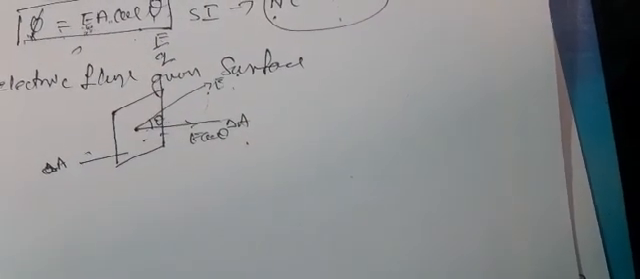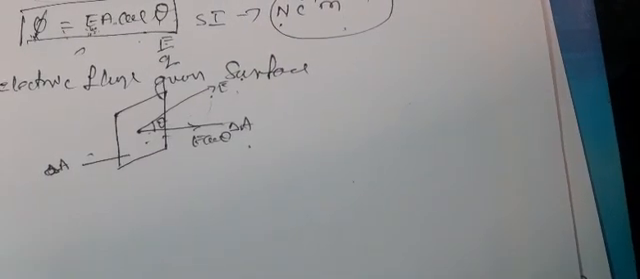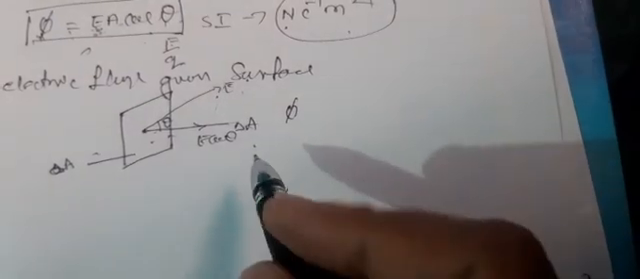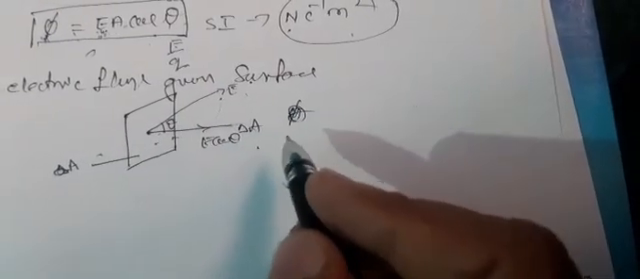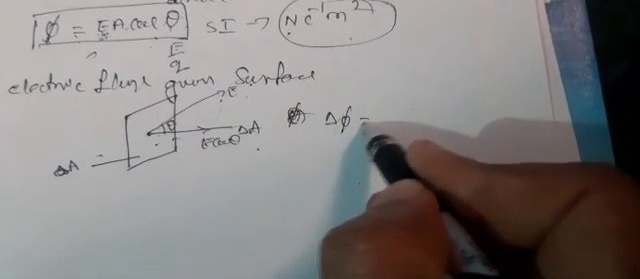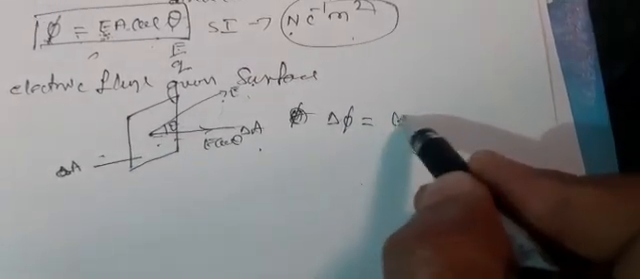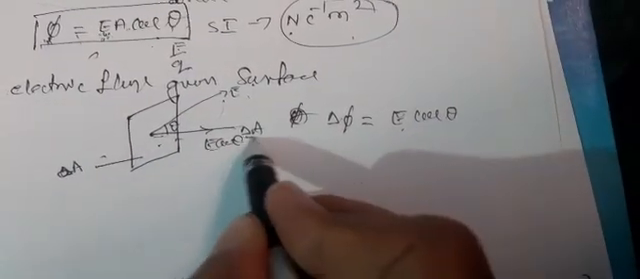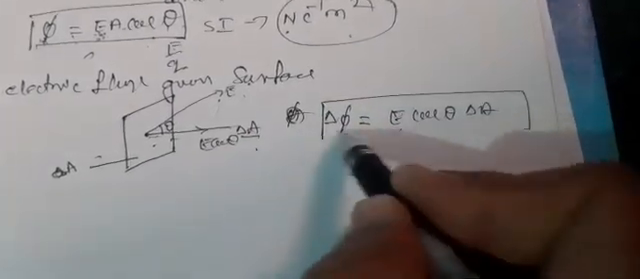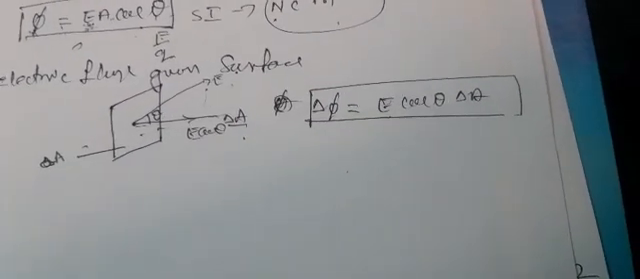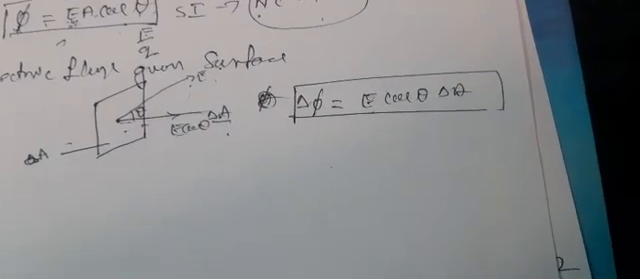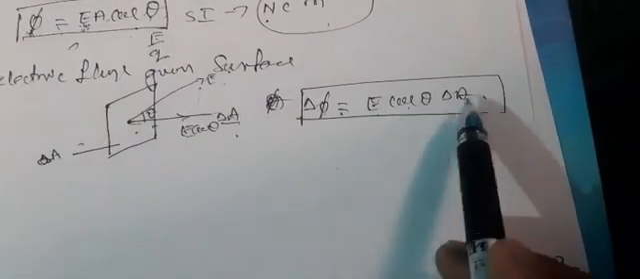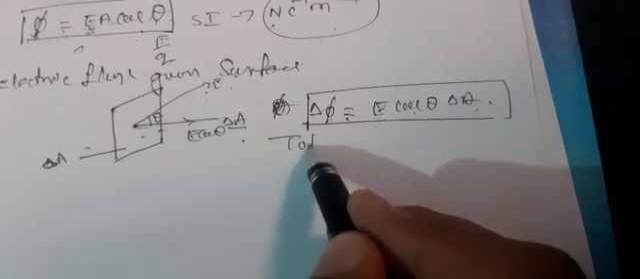What is the total electric flux? The total electric flux is written as phi. First, write the flux through a given area element. The flux through the area element is delta phi equal to E cos theta delta A, where E is the electric field, theta is the angle, and delta A is the area element.